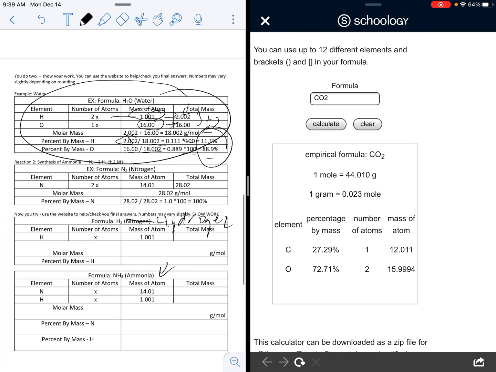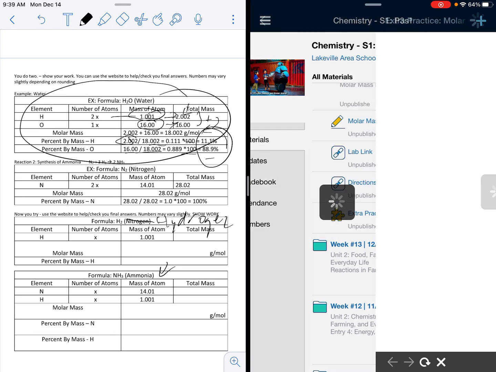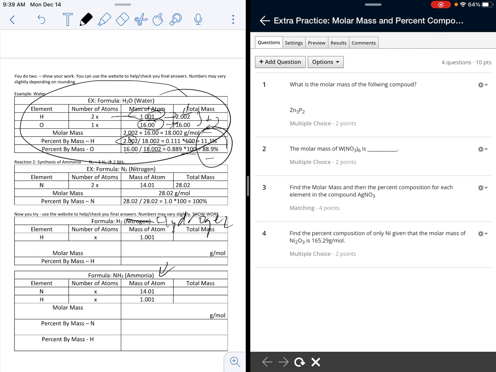I would strongly suggest afterwards that you go back to our lab folder or our folder from today and just do a little bit more molar mass and percent composition calculation stuff. Okay, next week we just have our short little review over the unit, and then we're good to go. All right, guys.